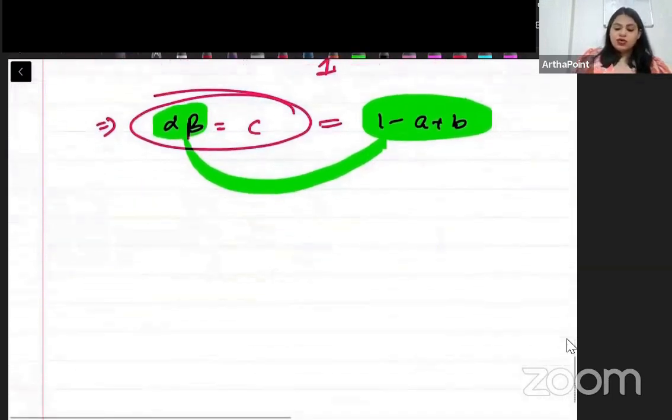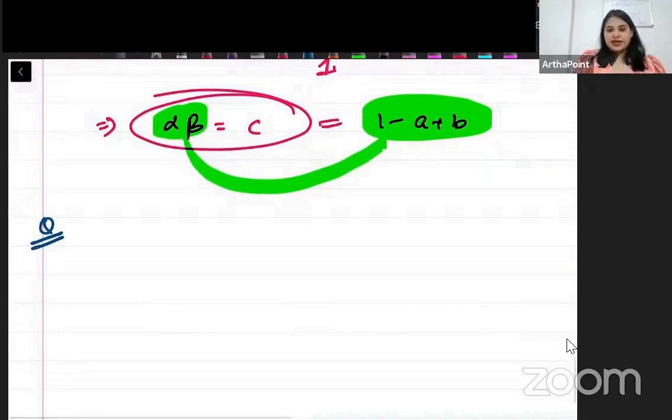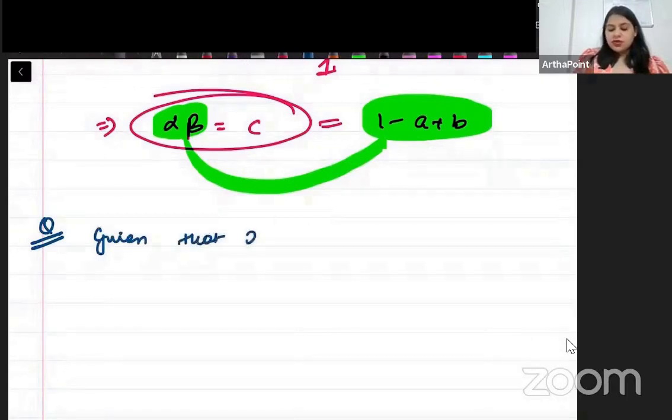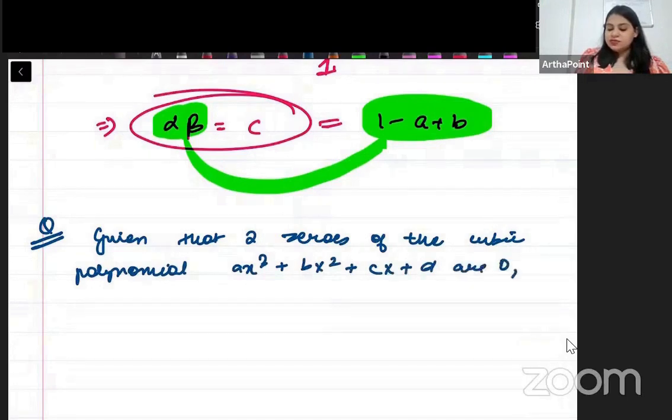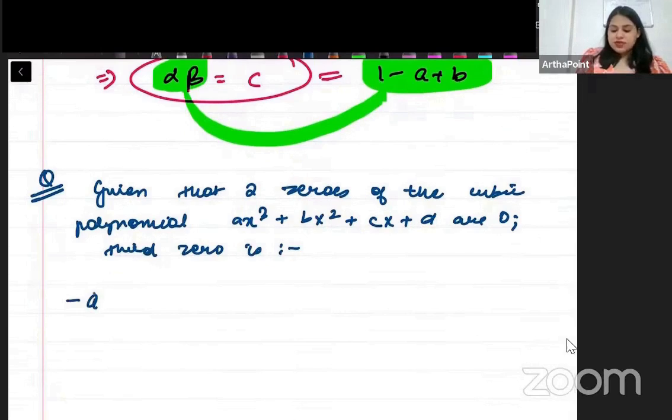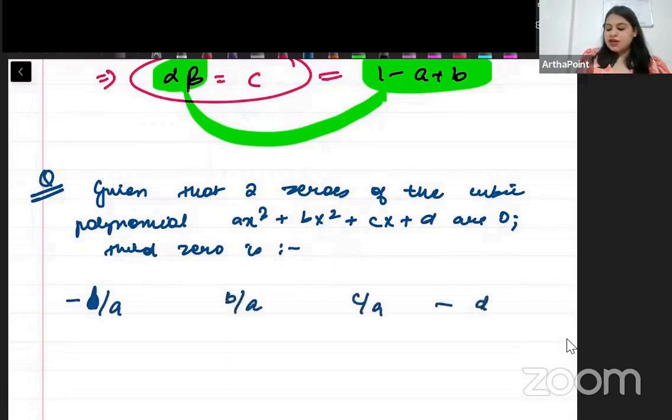I'm giving you one question that you can go ahead and practice. I am saying that given that two zeros of the cubic polynomial ax cube plus bx square plus cx plus d are 0, the third zero is minus b by a, b by a, c by a, minus d by a.